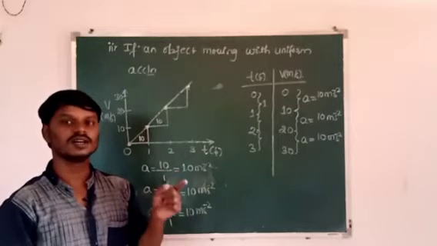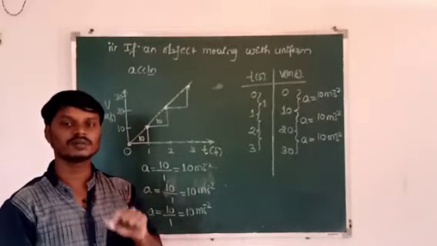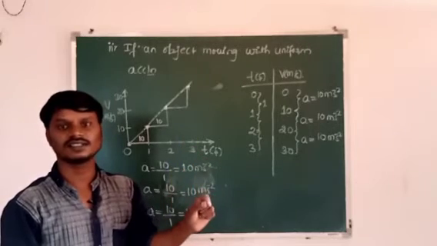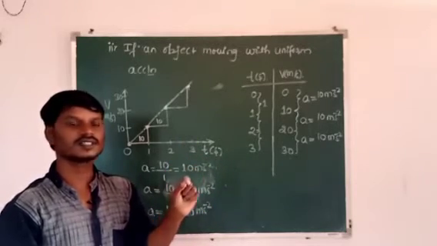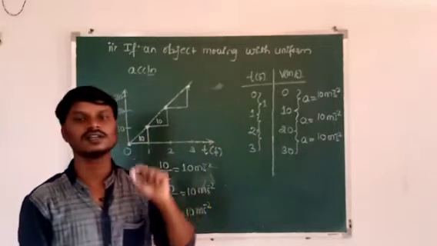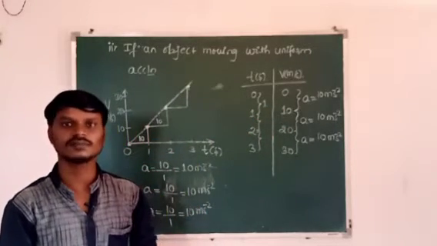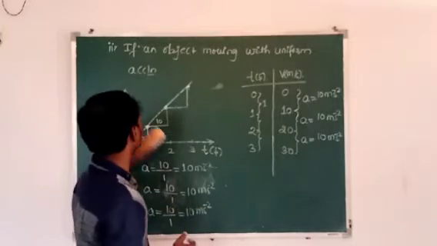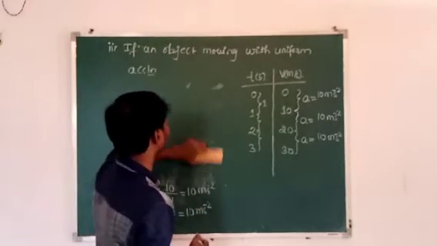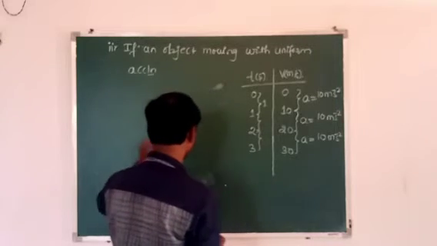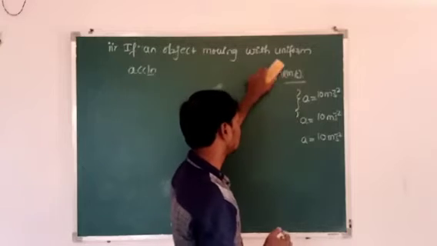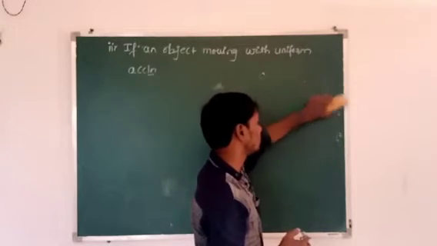Then if the object is moving with uniform retardation, retardation means a decrease in velocity. Uniform retardation means there is a decrease in velocity by an equal amount in equal intervals of time. Next we are going to plot the velocity versus time graph for an object moving with uniform retardation. What do we mean by uniform retardation? The negative acceleration is called retardation.